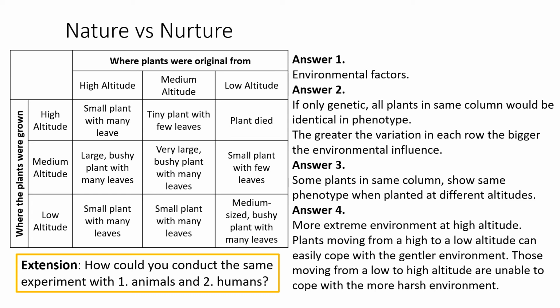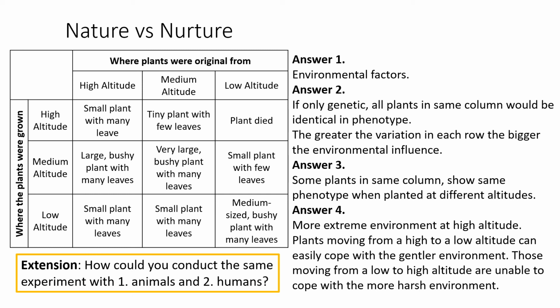Question 3 is, what evidence is there to reject your answer? Well, the reason you can reject the answer is that some of the plants in the same column show the same phenotype when planted at different altitudes. So changing the environment has actually not changed the organism's appearance, which would tend to suggest that there is a genetic element in there.